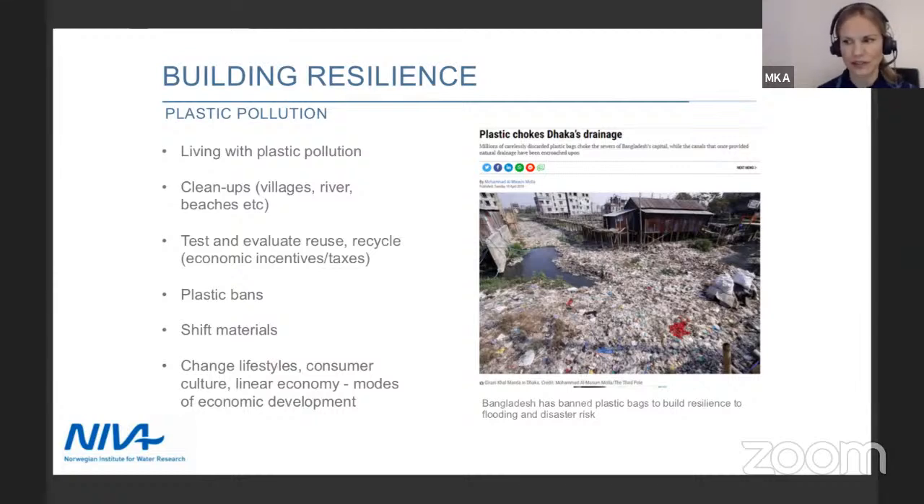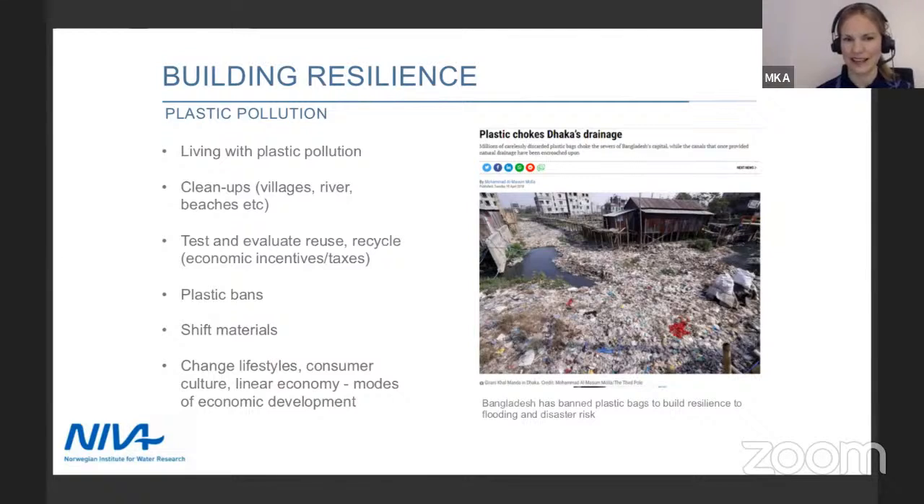There are also other tools, for example, test and evaluate, reuse, recycle initiatives, for example, by economic incentives and taxes. And these are perhaps more incremental adjustments to deal with the plastic that is already put on the market and how it can be transformed into something more valuable.